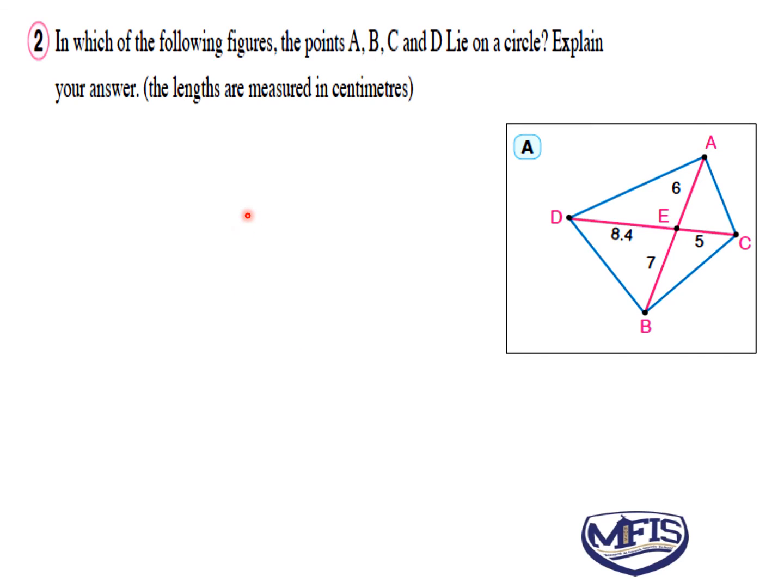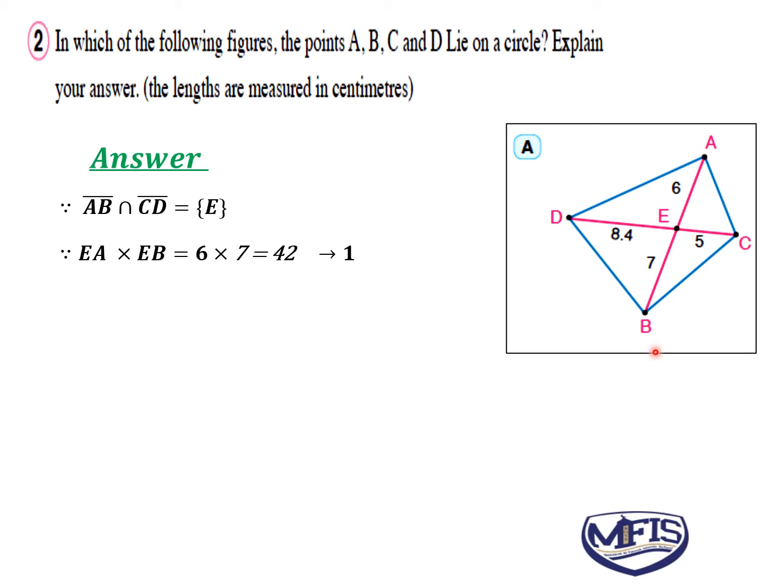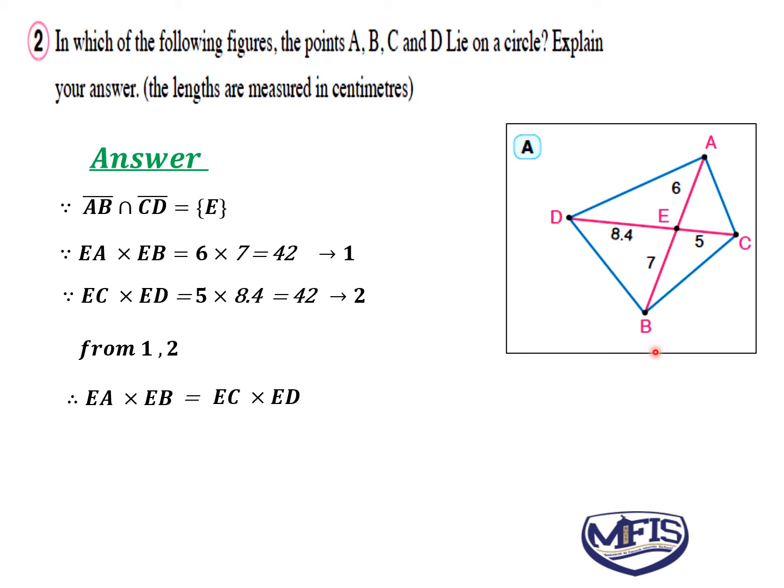Another example: in each of the following figures, do A, B, C, D lie on a circle? Explain your answer. Since AB intersects CD at the point E, I will find EA times EB, 6 times 7, which is 42. This is number 1. And I will find EC times ED, 5 times 8.4, which is also 42. From 1 and 2, we find EA times EB equals EC times ED. Then A, B, C, and D lie on a circle.